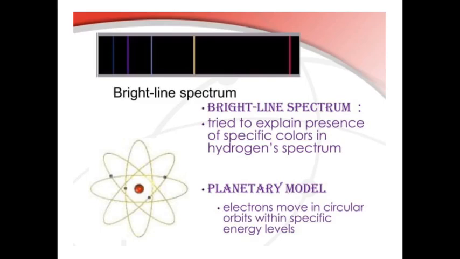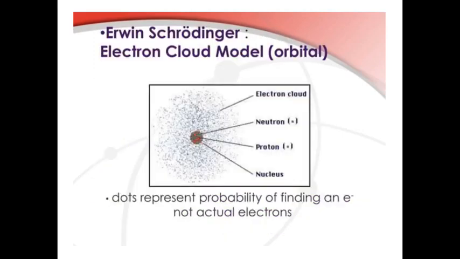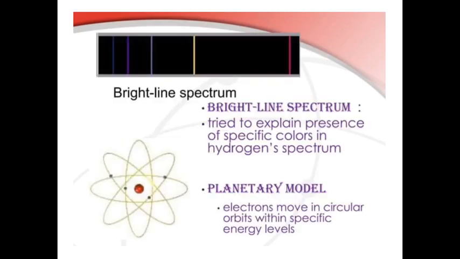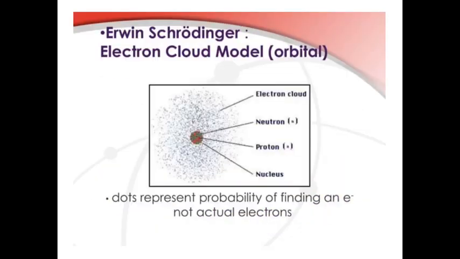And in this model as well, it talks about the bright line spectrum, where he tried to explain the presence of specific colors in the hydrogen spectrum. He also talked about a planetary model in which electrons are moving in a circular path within specific energy levels. To quickly point out, Rutherford's is the nuclear model, while Bohr's is the planetary model.